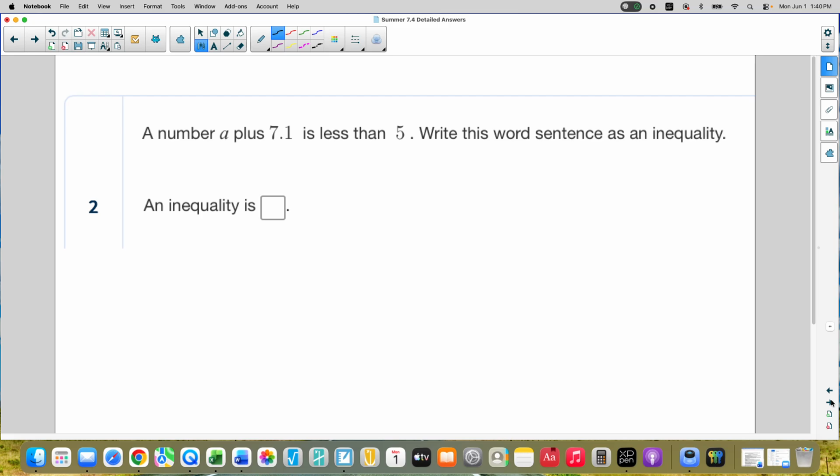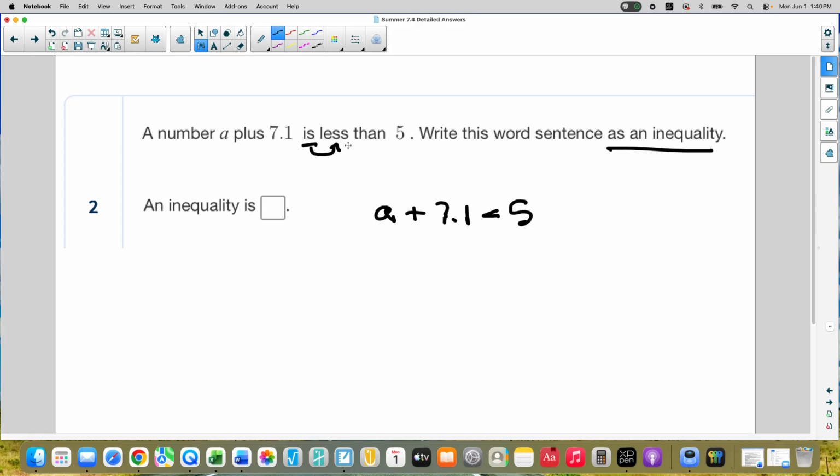Number 2: a number a plus 7.1 is less than 5. Write the word sentence as an inequality. We don't have to solve it. A plus 7.1 is less than 5. That looks like that. We don't have to solve it. All we have to do is convert it.